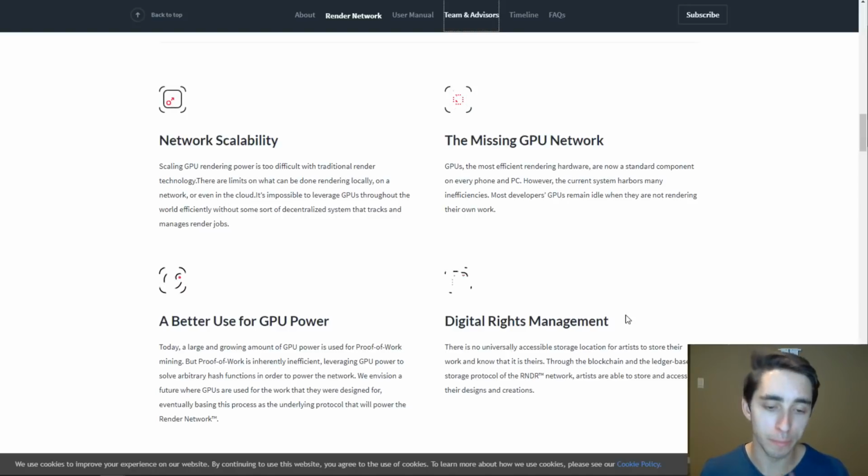And the cool thing here too is that the Render Network provides digital rights management. This is a very big thing because it gives you the ability to have a verified proof on chain that this is your creative work. And you can not only prove that, but you can also properly monetize it. So all these things are checking off the boxes, in my opinion. I think it's very exciting.